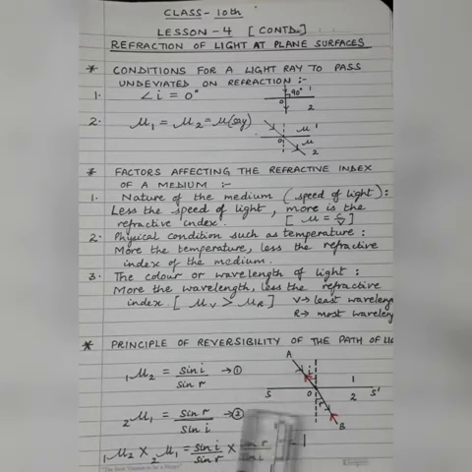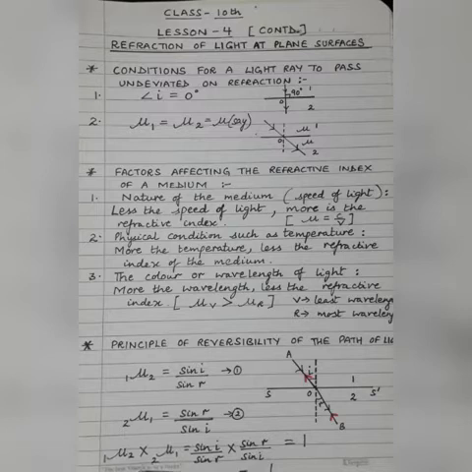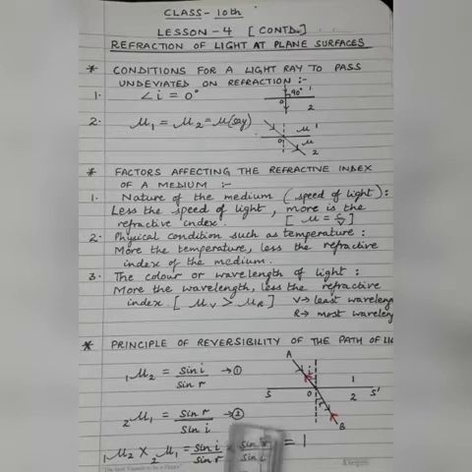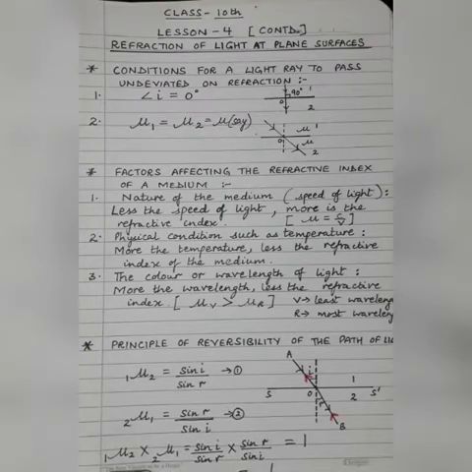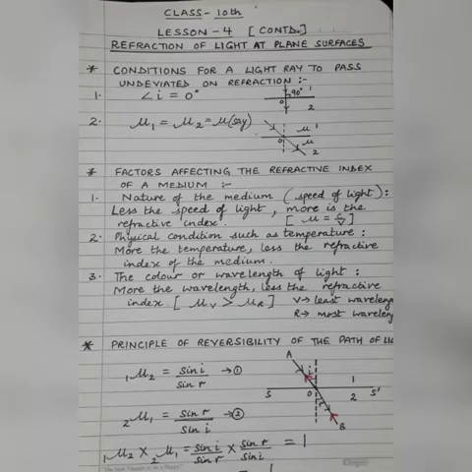So if we multiply the two equations, the refractive index of medium 2 with respect to 1 into the refractive index of medium 1 with respect to 2 equals sin i upon sin r into sin r upon sin i equals 1. That means the refractive index of medium 2 with respect to 1 equals 1 upon the refractive index of medium 1 with respect to 2. For example, the refractive index of glass with respect to air is 3 upon 2. Thus, the refractive index of air with respect to glass will be 2 upon 3.